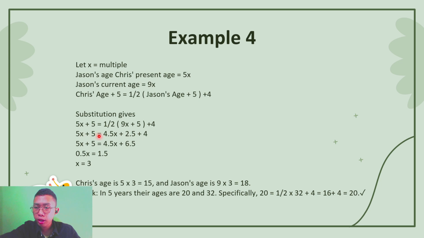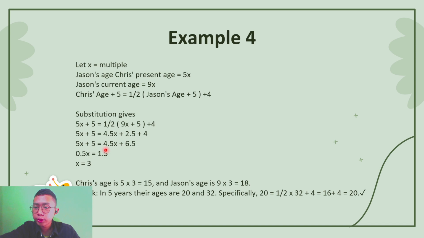So 5x plus 5 is equal to a half times 9x, which is 4.5x, and a half times 5 is 2.5, plus 4. So we add 2.5 with 4, and we have 6.5 on the right side.